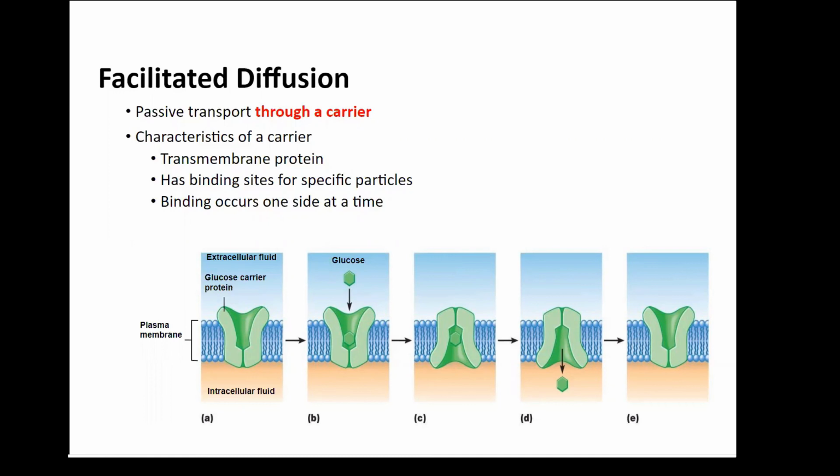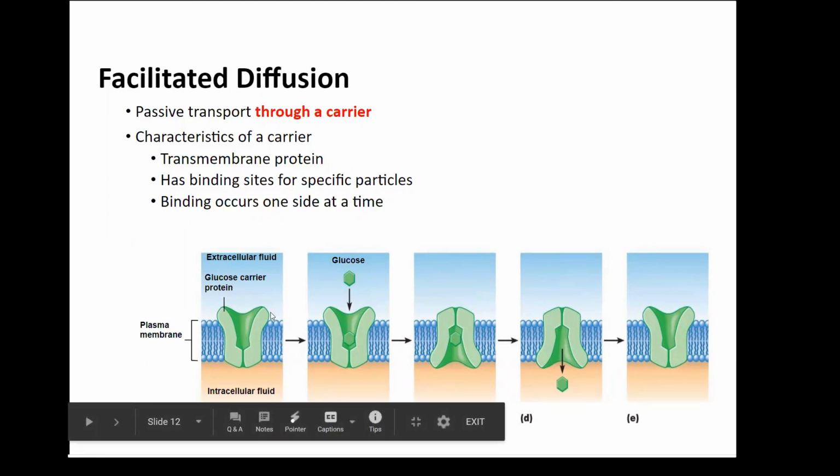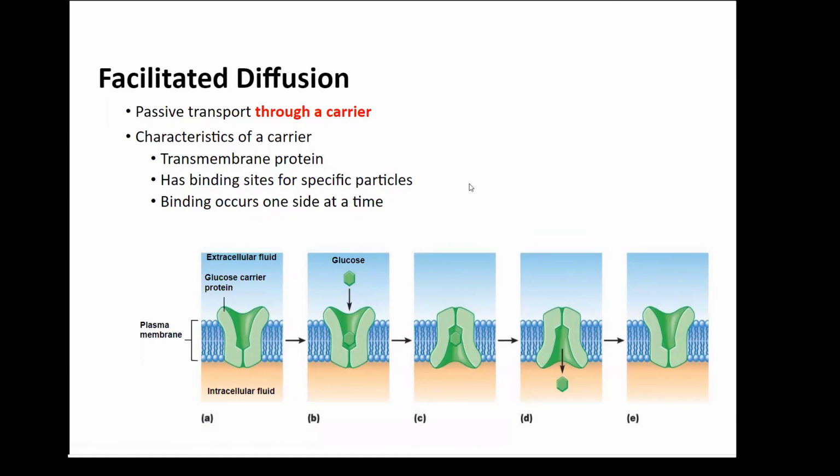Our carriers specifically basically have little pockets that flip or change shape. So our carriers are transmembrane proteins. The reason they're allowed to facilitate or make diffusion easier is that they do have a connection to both the outside and inside. It wouldn't help us very much if they only touched one side. They're going to have binding sites for specific particles.